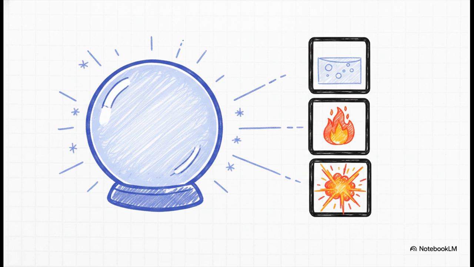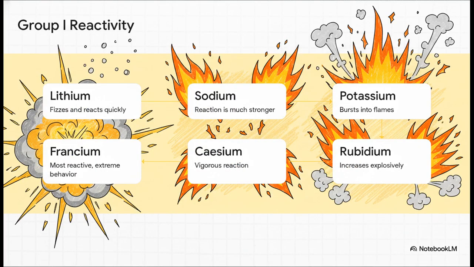If you know the behavior of one element in a group, you can accurately guess the behavior of the element sitting right below or above it. Let's actually test that predictive engine with a pretty famous example using the group I metals. If you drop lithium in water, it fizzes and reacts quickly. Go down one step to sodium, and the reaction is way stronger. Down another step to potassium, and it literally bursts into flames.